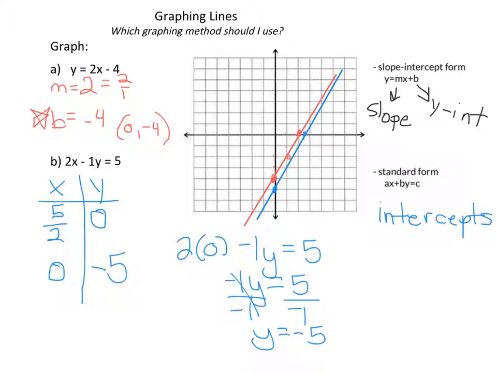To review, when you're given an equation in slope-intercept form, you want to identify the slope and the y-intercept and use that information to draw your graph. When you're given an equation in standard form, you want to calculate the intercepts and then use those 2 points to identify your line or graph your line.